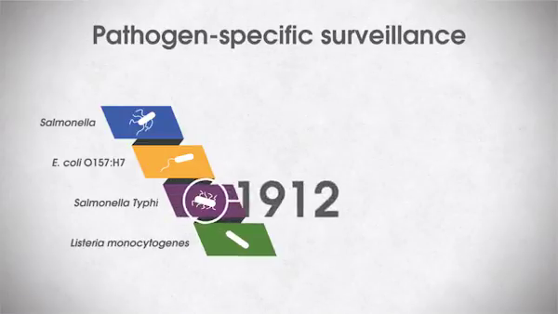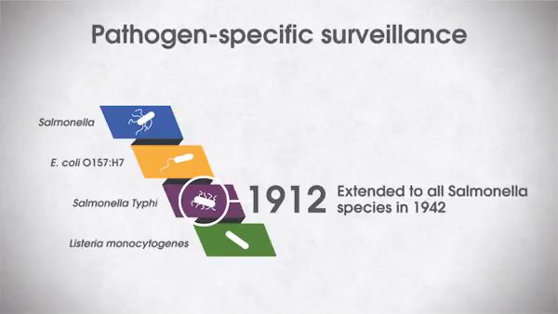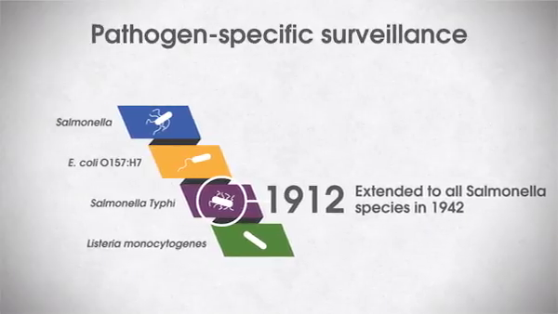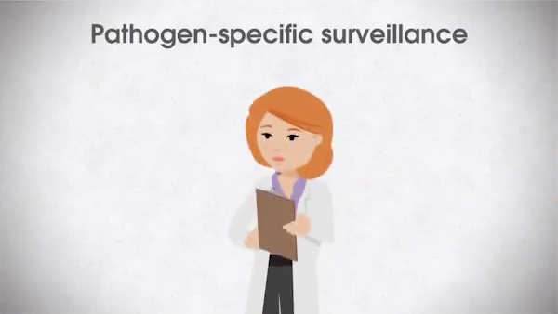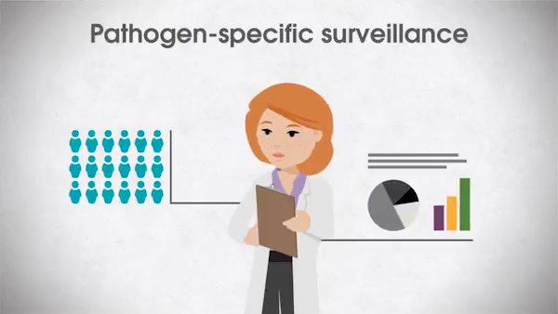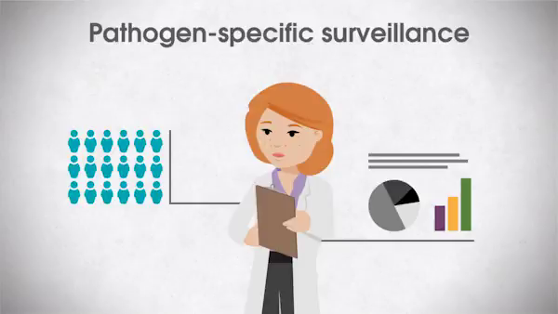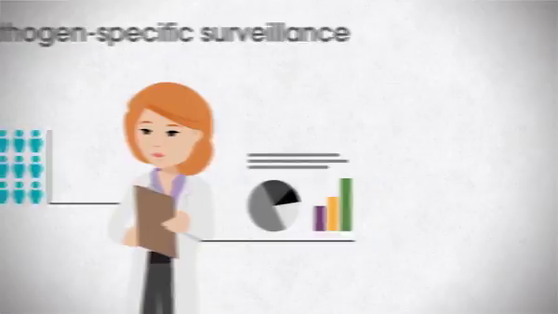This practice first began in 1912 for Salmonella typhi, the causative agent of typhoid fever, and was extended to all Salmonella species in 1942, making it one of the oldest pathogen-specific surveillance programs. Pathogen-specific surveillance also allows for the detection of disease clusters. After additional analysis performed by state public health laboratories or CDC, linkages may be seen between widespread disease clusters. This type of surveillance is relatively slow and works only for diseases detected by routine laboratory testing.